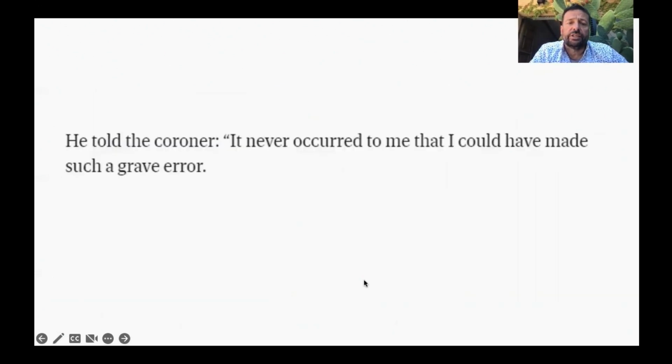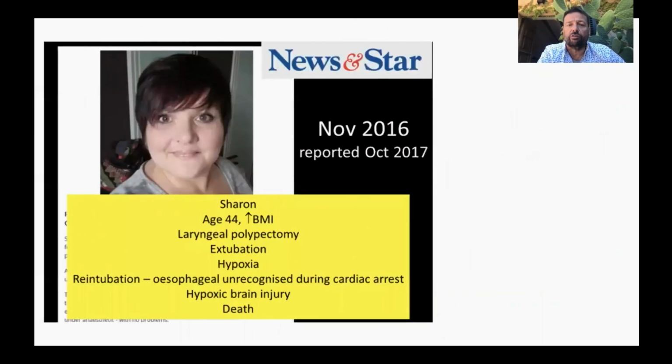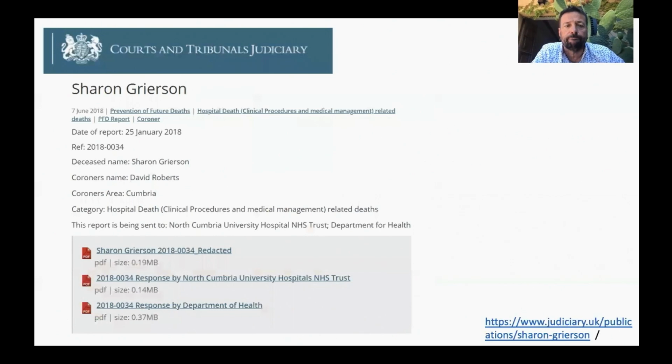And the index anaesthetist said, as often says in these cases, it never occurred to me that I could have made such a grave error. Another case from the UK, Sharon, who died after elective surgery and difficulties with reintubation after a laryngeal polypectomy.